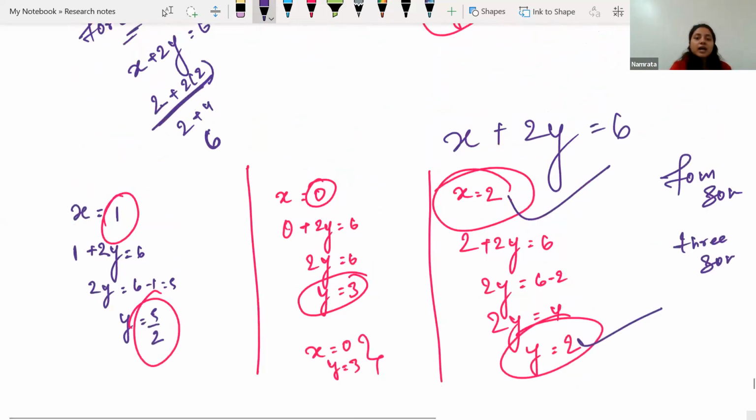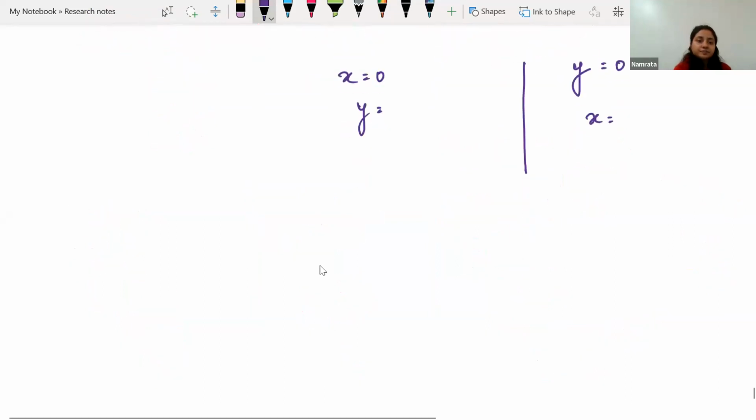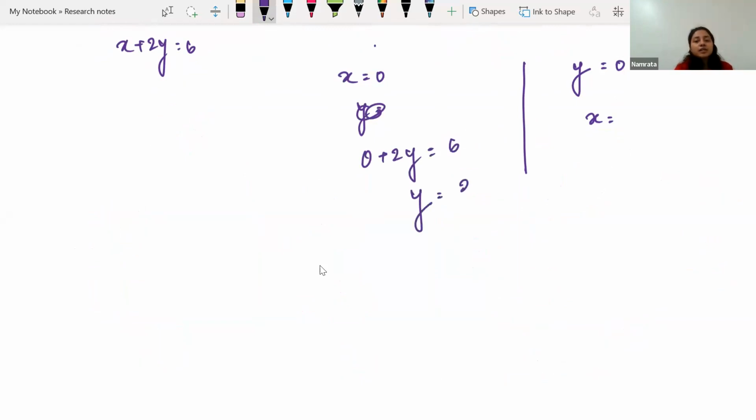Suppose the same equation we are having, x plus 2y is equal to 6. I am saying that if you have to find four solutions, then take this case, x as 0, and calculate y from the given equation. So 0 plus 2y is equal to 6, so y is 3 we are getting. So (0, 3) is one of the points, x is 0, y is 3 is one of the solutions. And take y as 0 and find x.